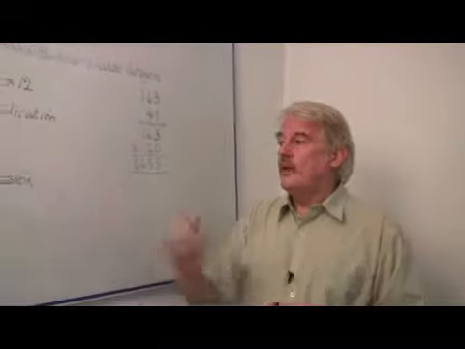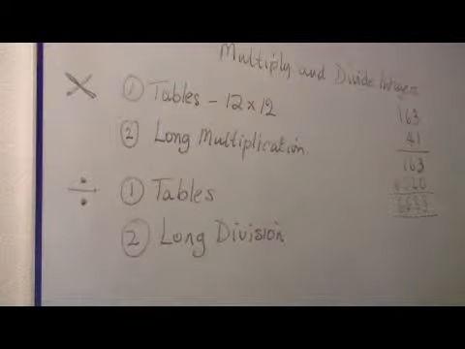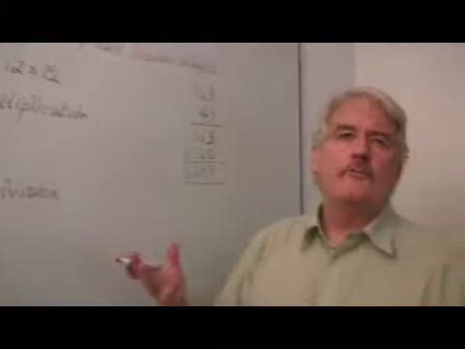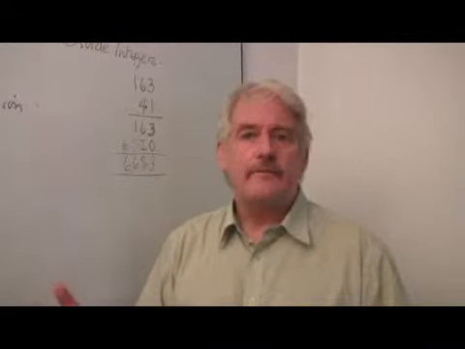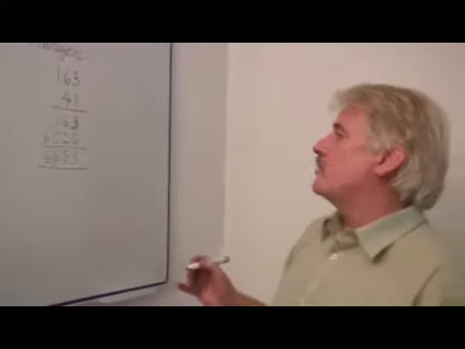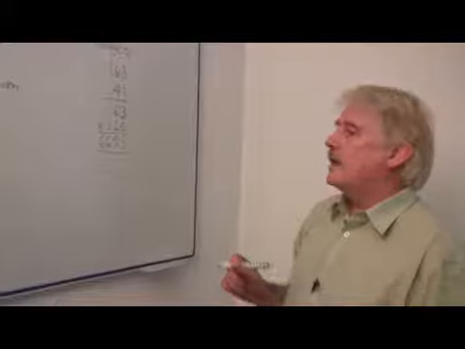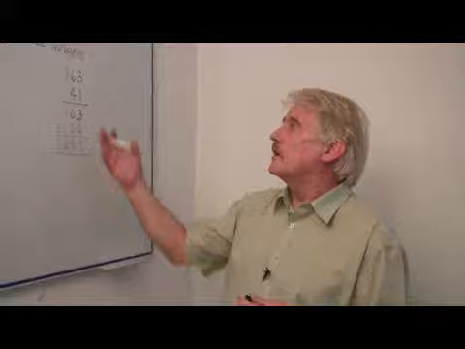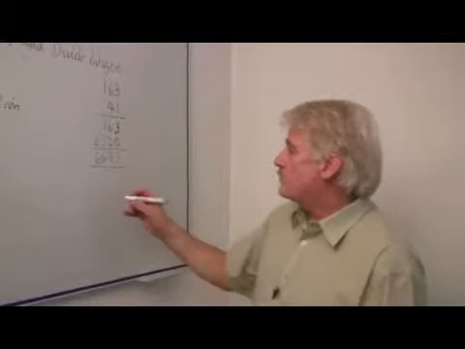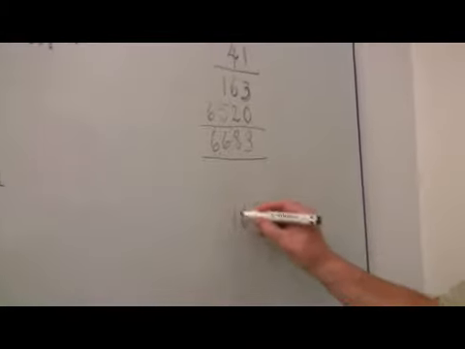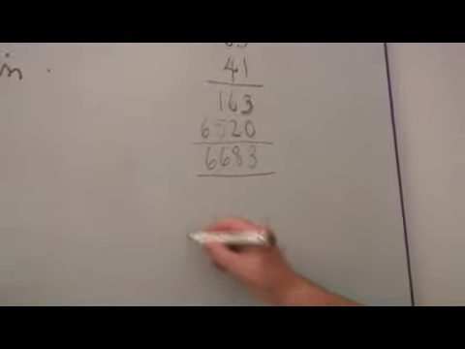For division, we have more or less the same thing. The only difference with tables, you've got to identify a number that you recognize in your tables. For example, if you get the number 49, you know 49 is 7 times 7. So this is easy. But long division is the only way to go if you have to divide integers. And that would be done, let's say the same numbers, 163, this time divided by 41.